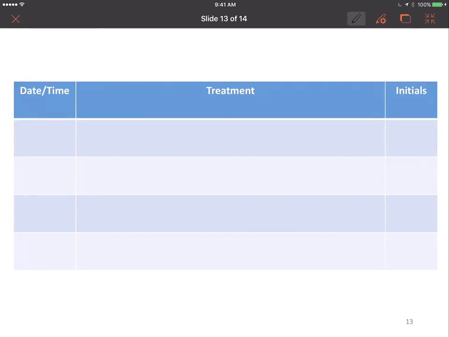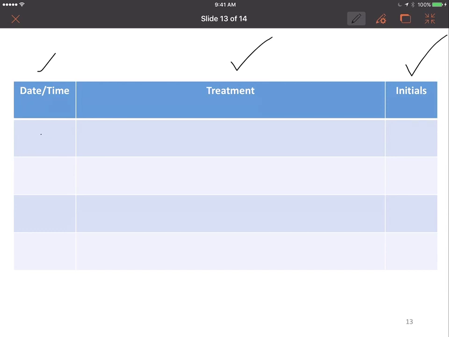All right, let's use this example here. This is a very simplified medical treatment chart. Over on the left column here, you have the date and time the medication was given. In the middle is the treatment itself, and over on the right are the initials of the person who gave the medication. So on the left, you're going to be writing the date that the medication was given and the particular time that it was given. In the middle here, you're going to write the treatment itself.